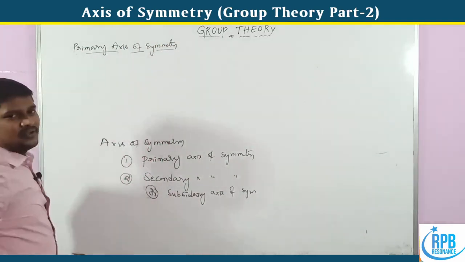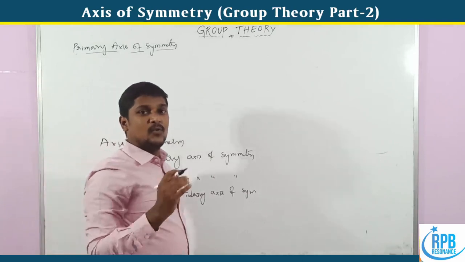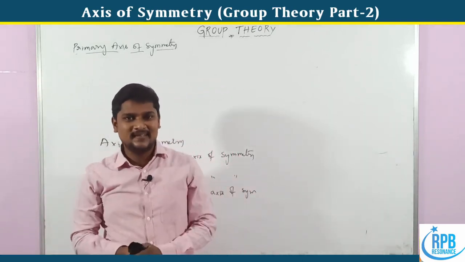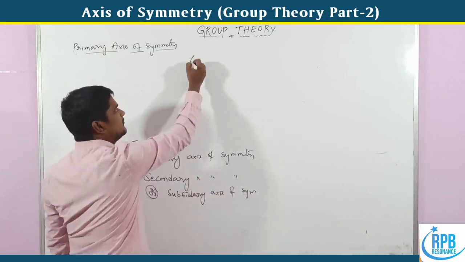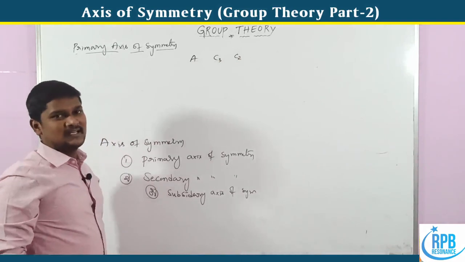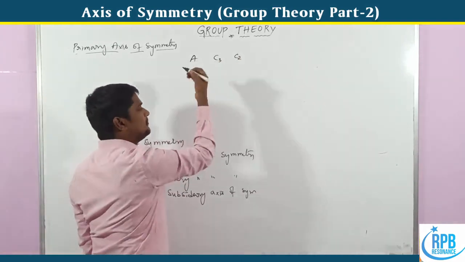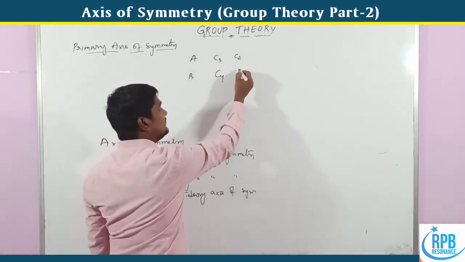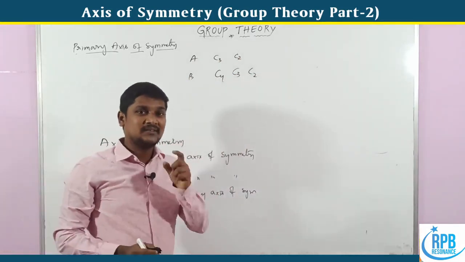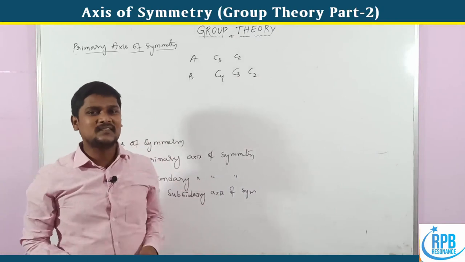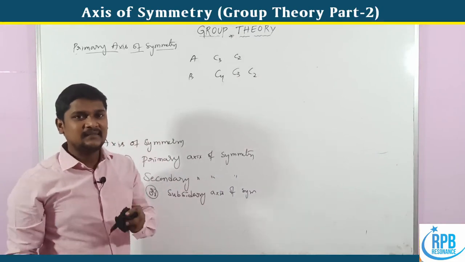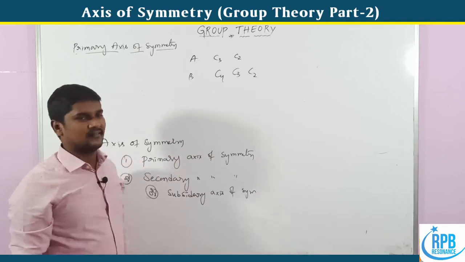So if a molecule possesses more than one type of rotational axis, for example, a molecule which possesses C3 and C2. If a molecule, like a B kind of molecule, possesses C4, C3, C2. So if a molecule possesses different kinds of rotational axes of symmetry, the highest fold of axis of symmetry is simply said to be the primary axis of symmetry.